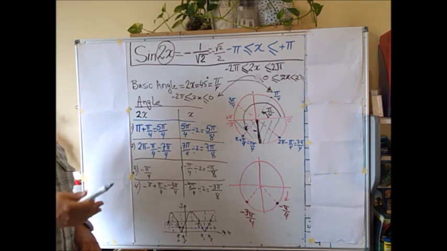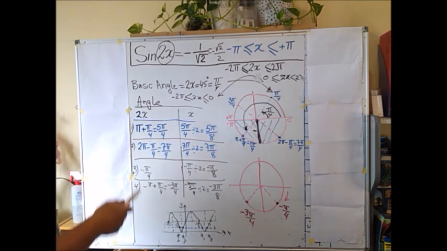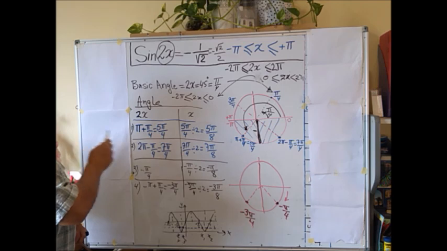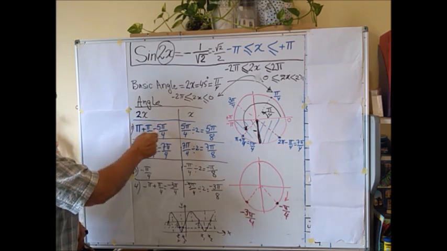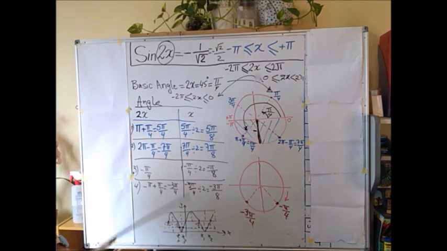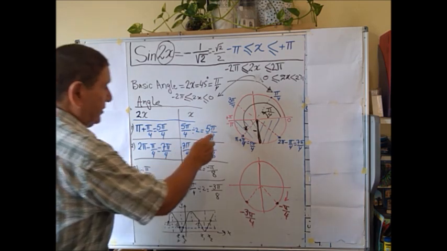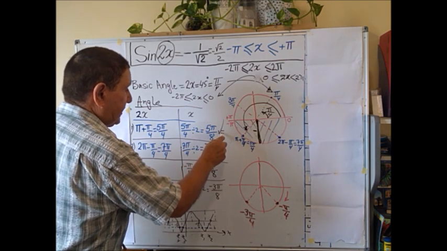Alright, so this is 2x1, the first solution. But we want x, not 2x, so we divide by 2. So 5 pi over 4 divided by 2, you get 5 pi over 8. So this is the first solution. Let's call this x1.